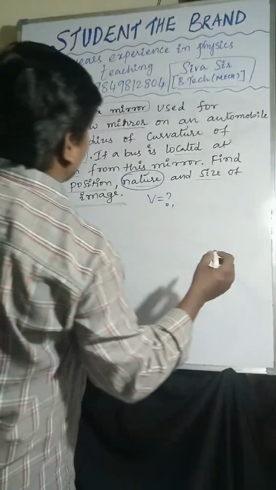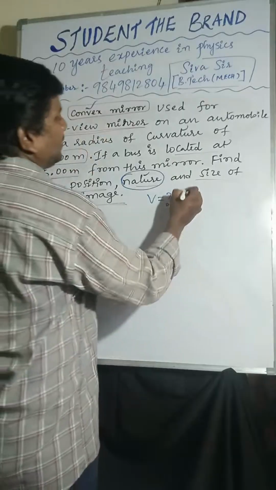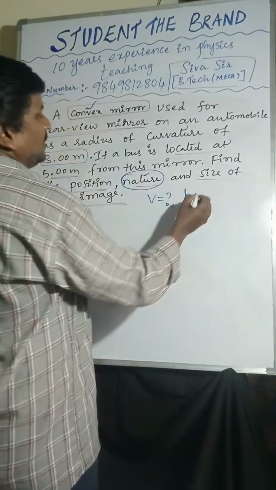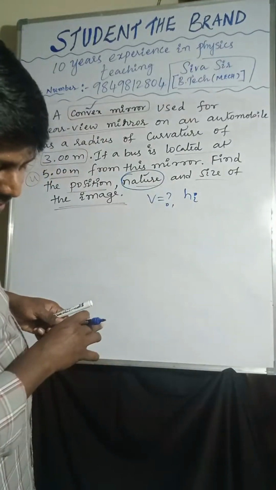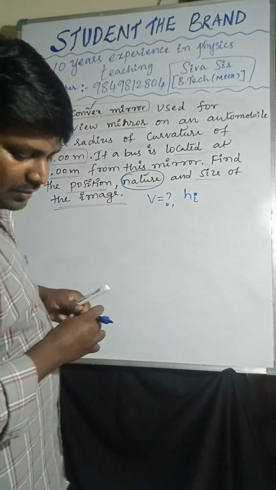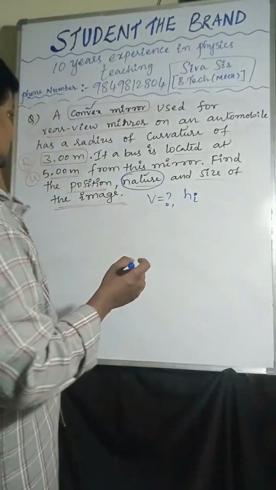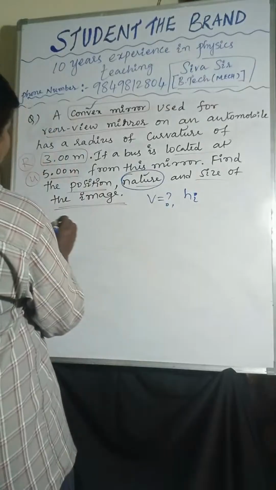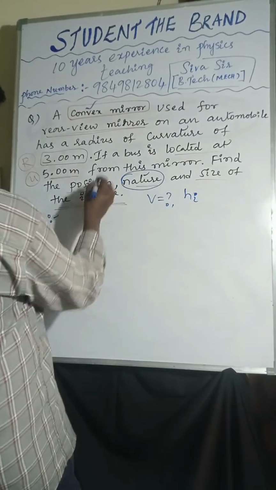Okay. So next one, size of the image we have to find. Size of the image, height of the image. Okay. So shall we find out? Shall we do it? How to do it? Just write the formula, the mirror formula. What is the mirror formula?